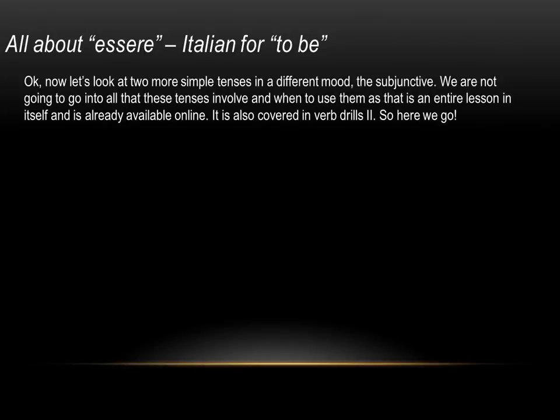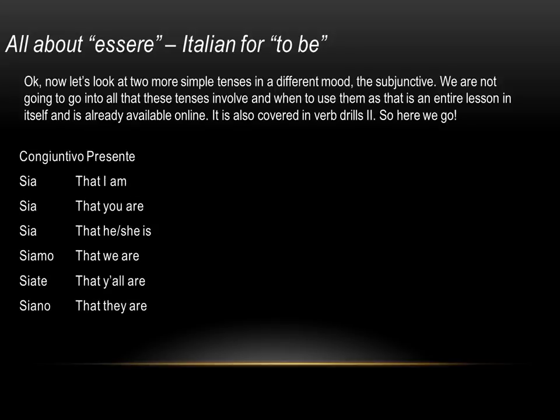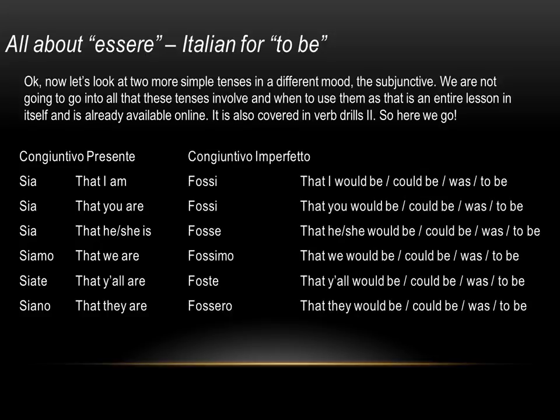Okay, now let's look at two more simple tenses in a different mood, the subjunctive. We're not going to go into all these tenses involved and when to use them, as that is an entire lesson in itself and is already available online. It is also covered in verb drills too, so here we go. Congiuntivo presente: sia, that I am; sia, that you are; sia, that he or she is; siamo, that we are; siate, that y'all are; and siano, that they are. And then the congiuntivo imperfetto, fossi, that I would be, could be, was, or to be.